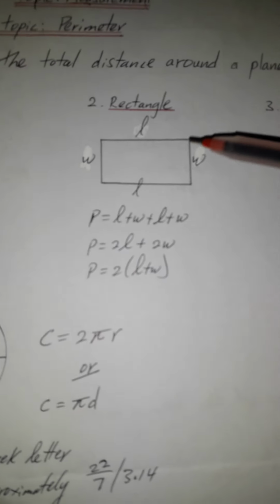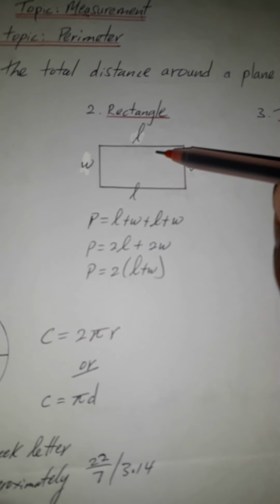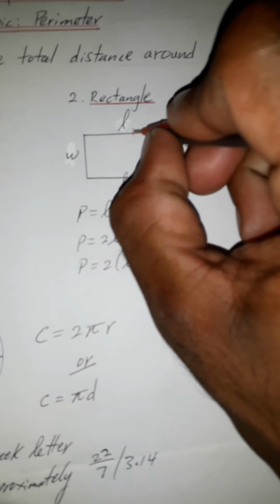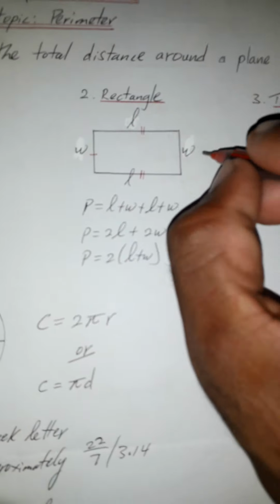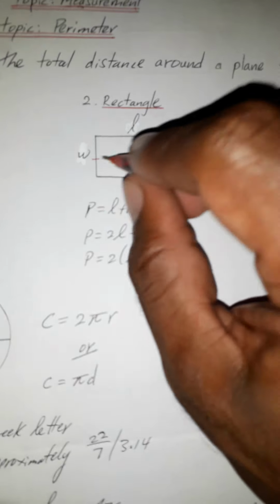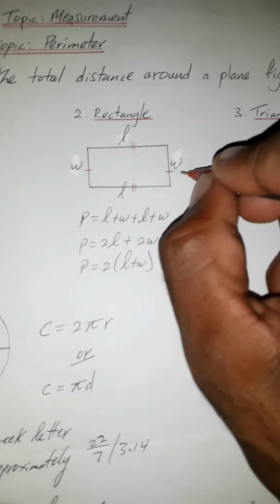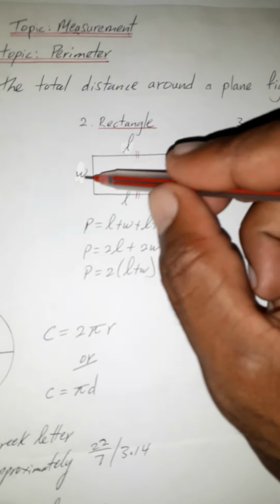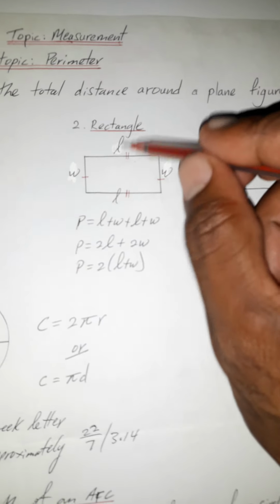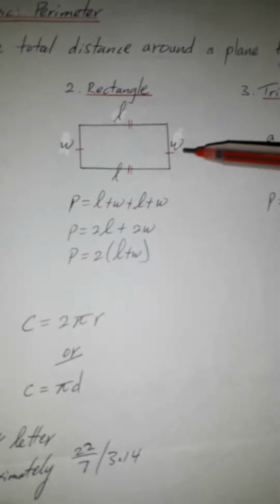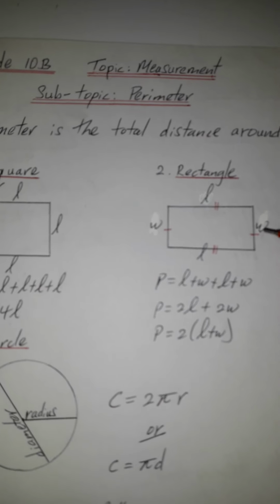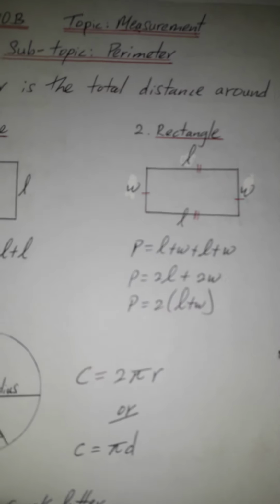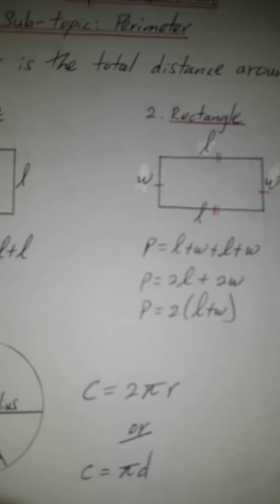Okay, with a rectangle, we do not have 4 lengths. Why? Because in a rectangle, opposite sides are equal. This little line means that they are equal. So these two sides are equal, they are opposite each other, and these two sides are equal. The longest side we call the length, and the shortest side we call the width. Good.